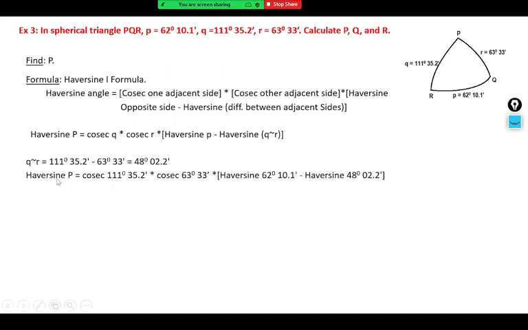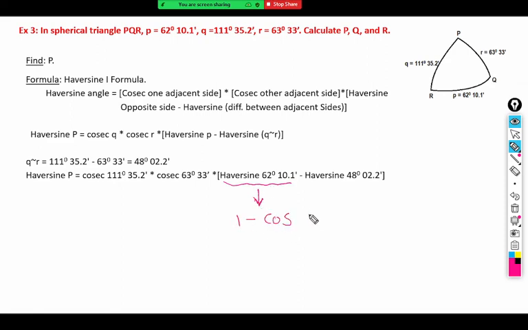So just replace all the values in the formula now. Whenever you have to calculate, suppose you have to calculate this Haversine of 62 degree 10.1 minute, how will you calculate? Yes, anyone? 1 minus sine? No, it is not 1 minus sine. It is 1 minus cos of that angle, 1 minus cos of 62 degree 10.1 minute divided by 2. So this is the calculation.